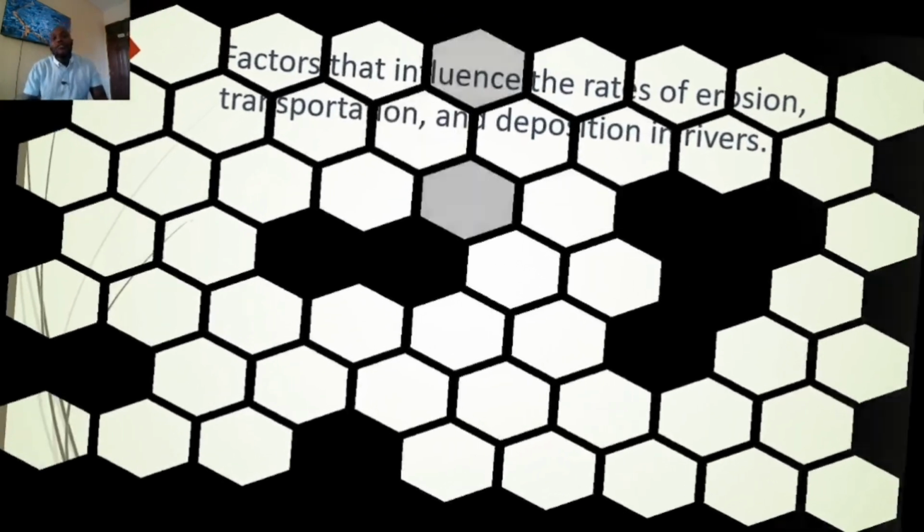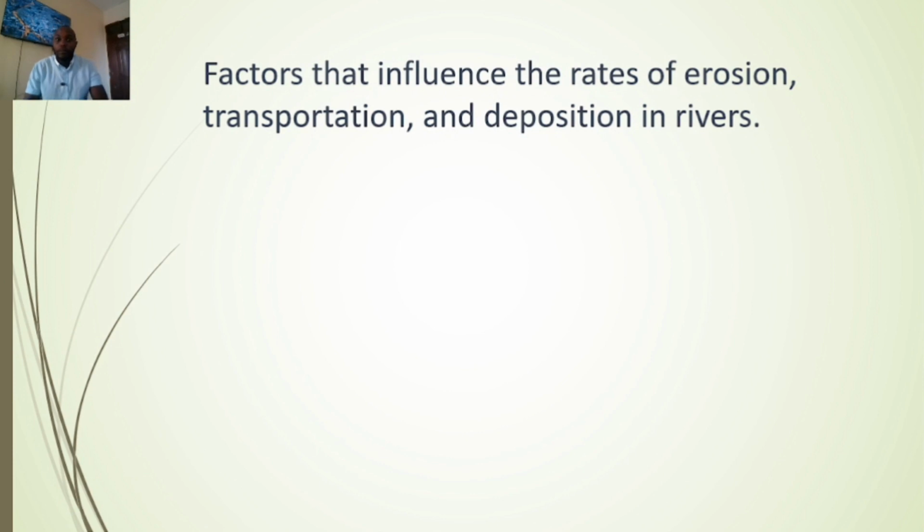Now let's look at the factors that influence the rate of erosion, transportation and deposition in rivers. So I'm going to look at each one of them. I talk about one factor and then I discuss how it is influencing erosion, transportation and also deposition. So when you're asked in an exam to name maybe three factors that affect erosion in rivers, it's actually the same thing. The first one, you have water flow and velocity. Water flow and velocity is one of the factors that influence the rate of erosion, transportation, and deposition.